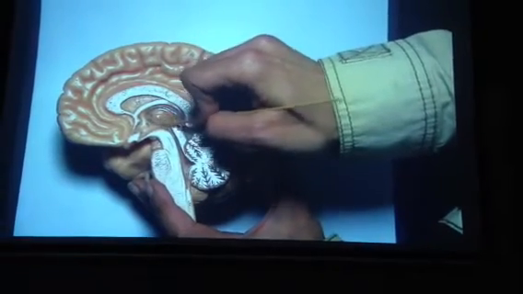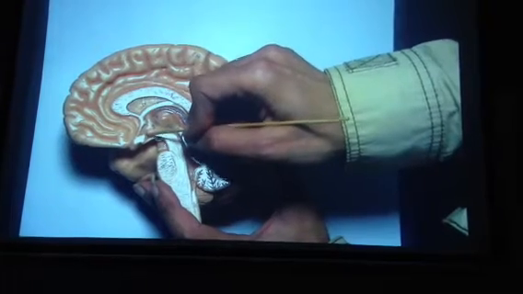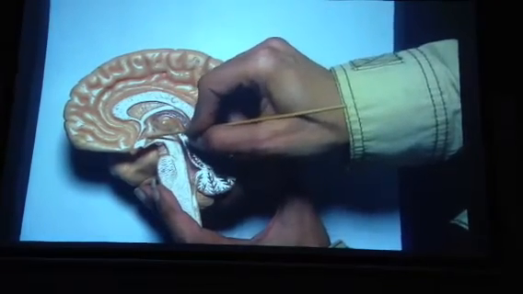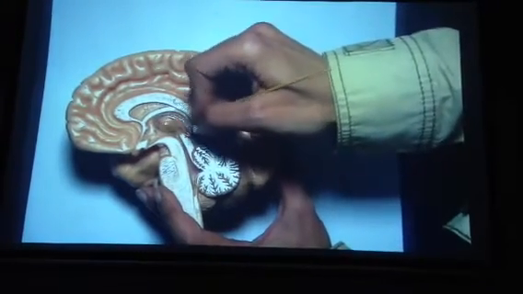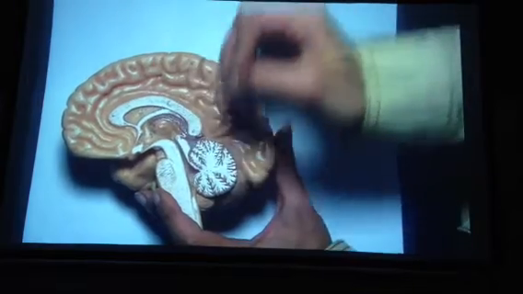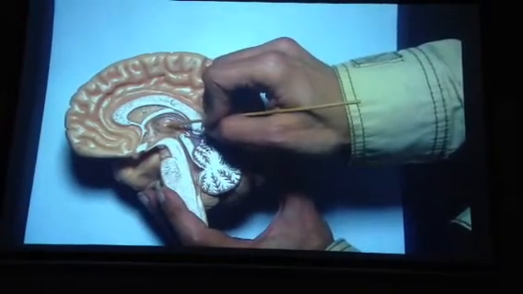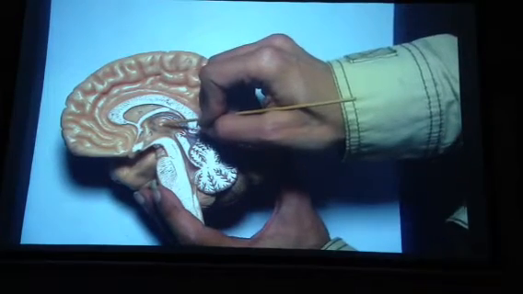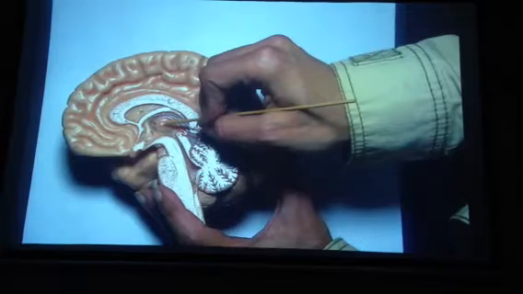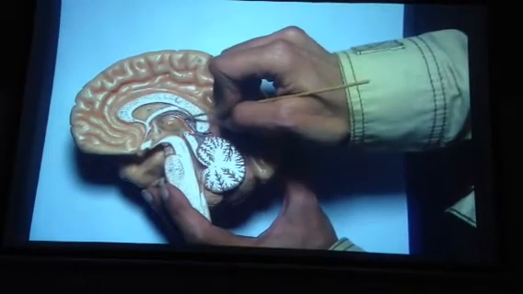Thalamus. That is the thalamus. Off of the thalamus, this region here, that would be the hypothalamus. So thalamus, hypothalamus. Okay? In the middle of the thalamus, you have a yellow spot. Do you see the yellow spot? That is the intermediate mass.